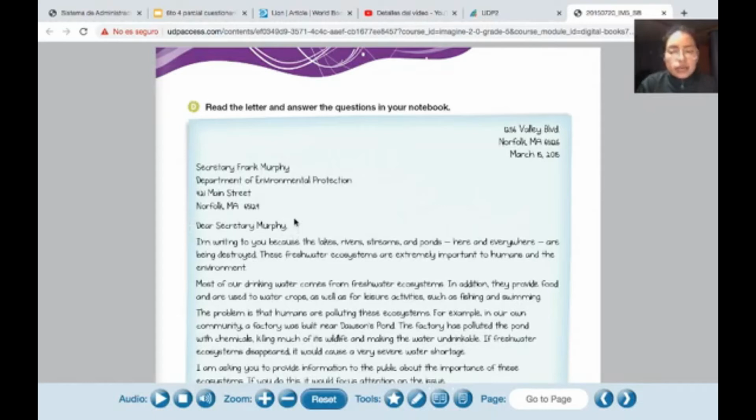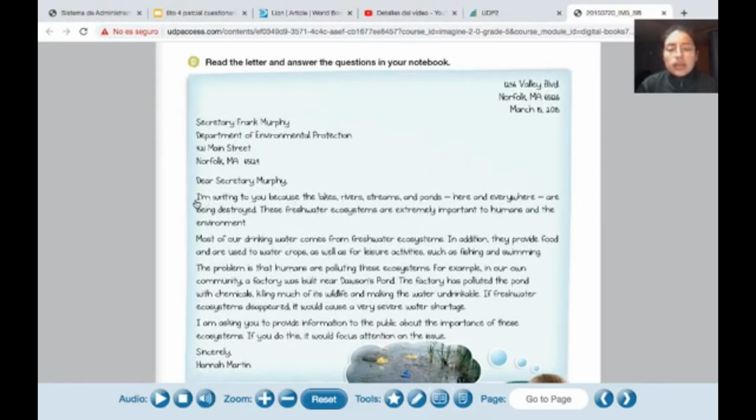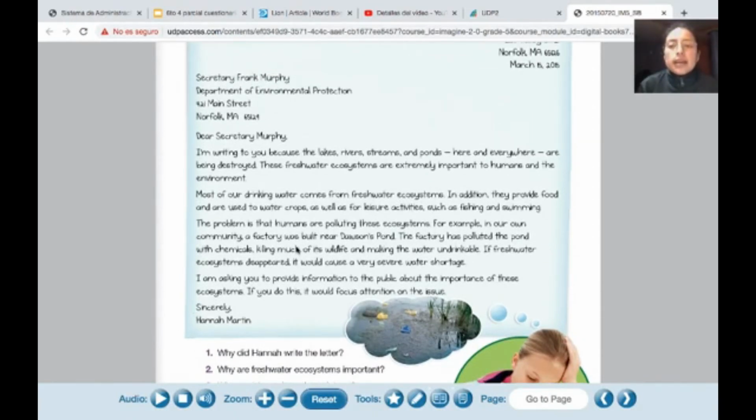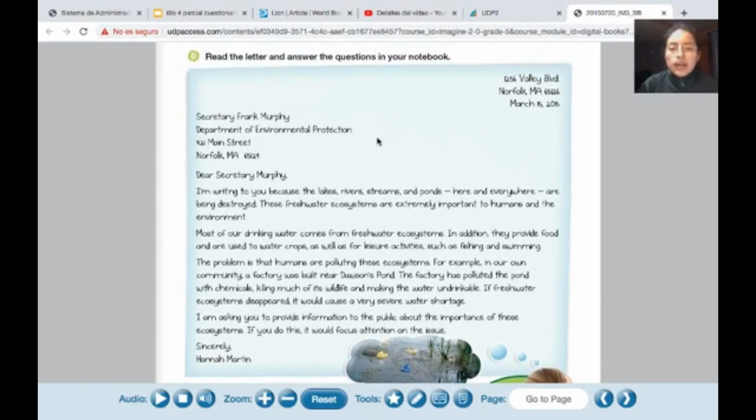In this case, when we start our letter, we begin with a greeting. What is a greeting? Saludo. That is so important. Greeting. And then you have to write the body. What is body? Cuerpo. In this case it is the body of the letter. The message that you want to communicate. And finally, you have to write the closing. Despedida. Okay. Let's start with our letter.